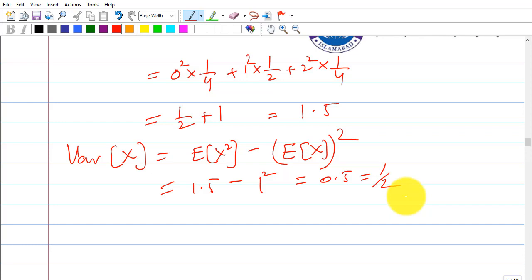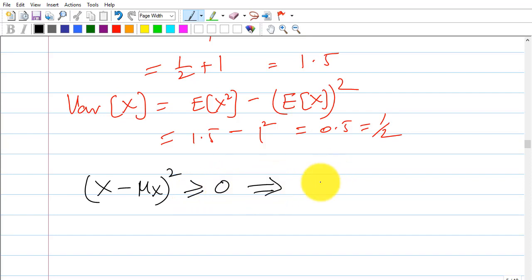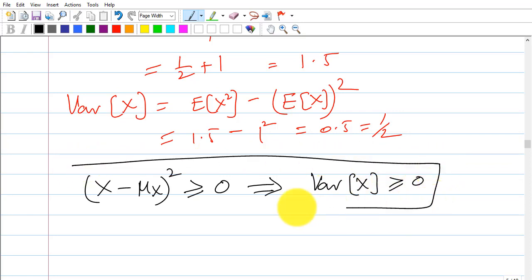Now here is one more important thing we must remember about the variance. We have seen that (x minus mu x) square, because of the square, is always greater than or equal to 0. This implies that the variance of x will always be a non-negative number, greater than or equal to 0. So this is just one important property.